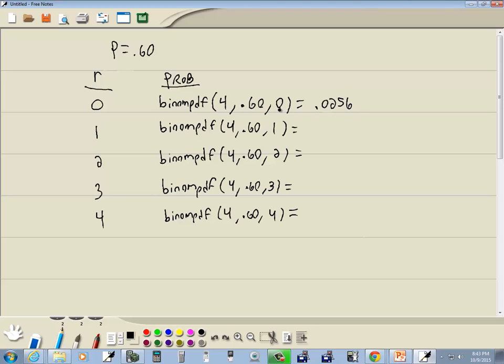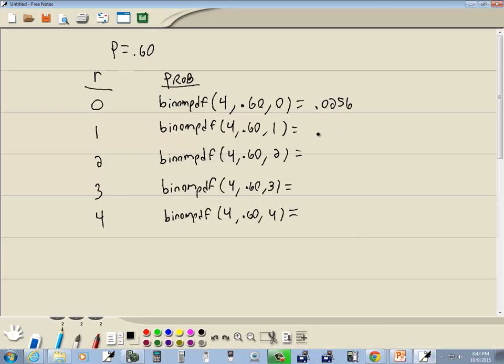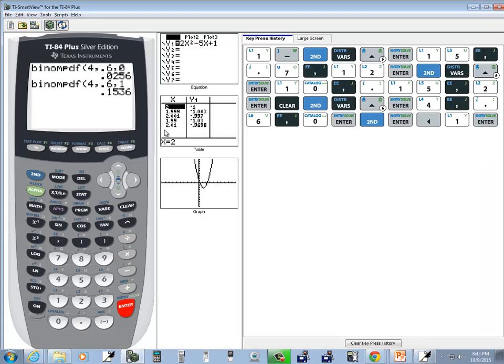Now the next one will be the same except the 0 changes to 1. So if I do a second enter, that'll bring up the previous entry, and I can just do a left arrow, put a 1 in there, and then press enter. 0.1536. Now I'll do it again, but I'll put 2 in there. So I'll do second enter, left arrow, put 2 in, and then press enter, 0.3456.